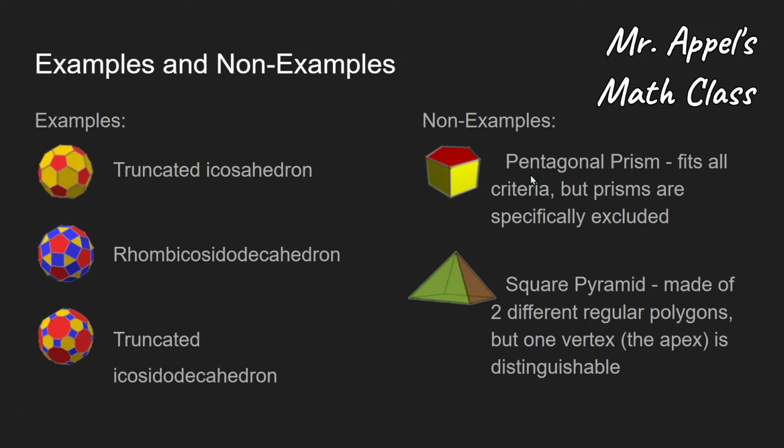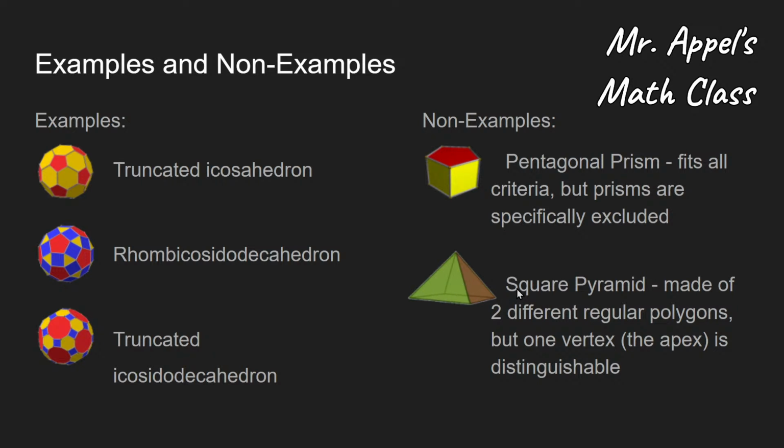Now, again, a couple non-examples. As we said, we are excluding all the prisms. So this pentagonal prism right here, made up of 2 or more regular polygons. Each vertex has the pentagon and 2 squares. So it would fit all criteria, but we specifically excluded the prisms from the Archimedean solids. They got kicked out of the club.